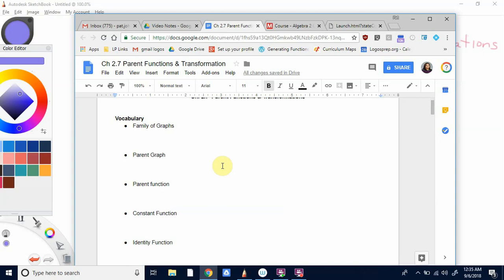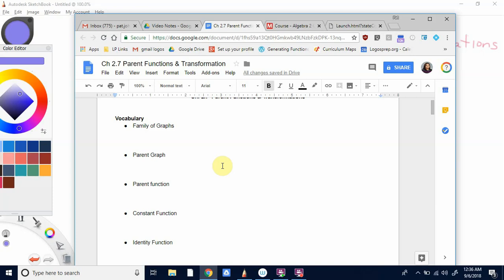What is a parent graph? It's the physical graph of a parent function. And a parent function is the simplest of the graphs in a family. This graph is transformed to create other members in a family of graphs. So basically, it's the equation.